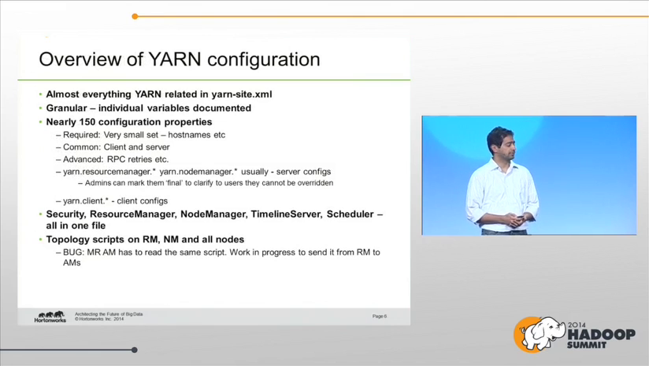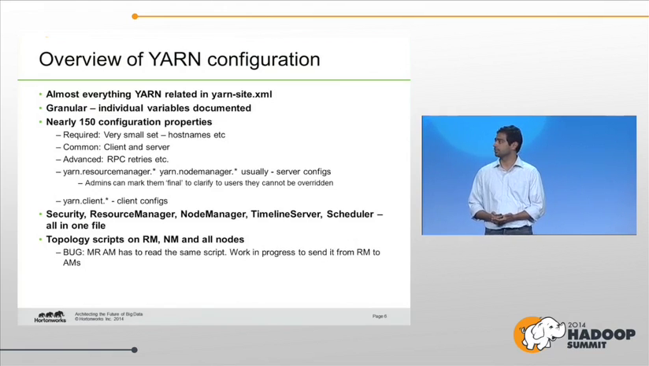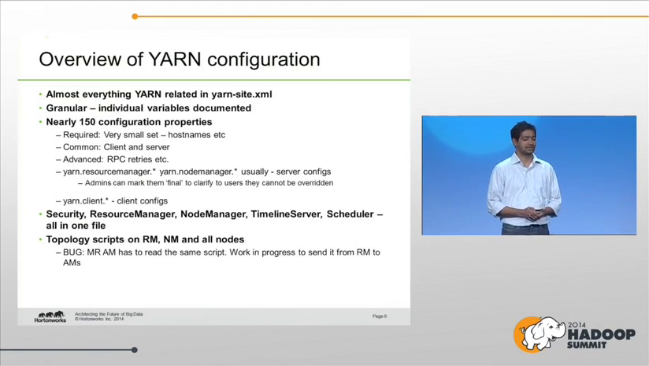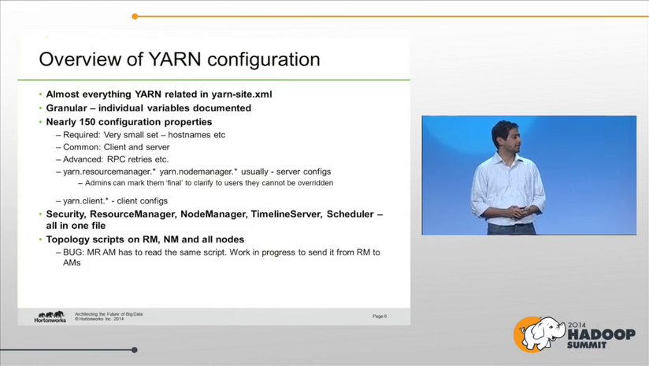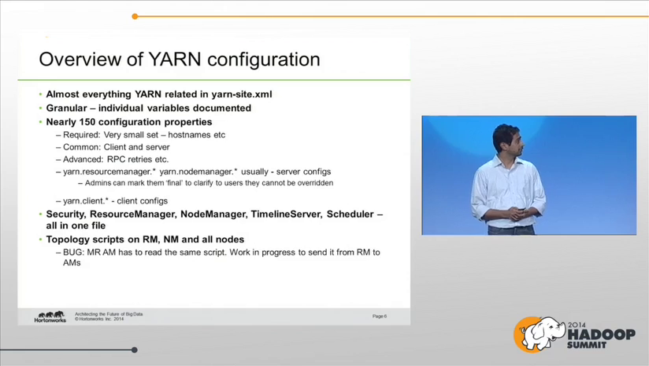Just a quick overview of the YARN configuration. Almost everything YARN related goes into a file called yarn-site.xml. The individual config variables are fairly granular, but they're well documented. You can go on the Apache website and find a lot of useful information there. Nearly 150 configuration variables are in that file. Some of them are required, things like the resource manager host name, node manager host names, and stuff like that. Some are common, like client and server config. Some are advanced configs, such as RPC retry policies.